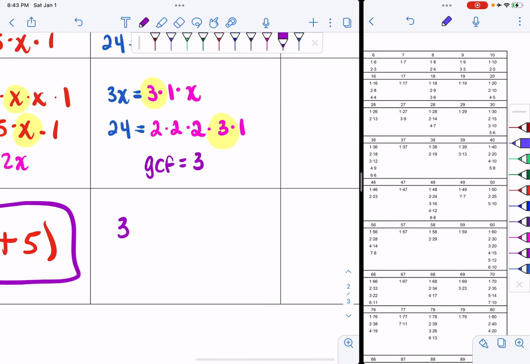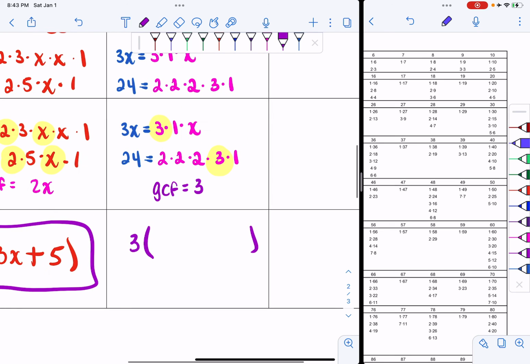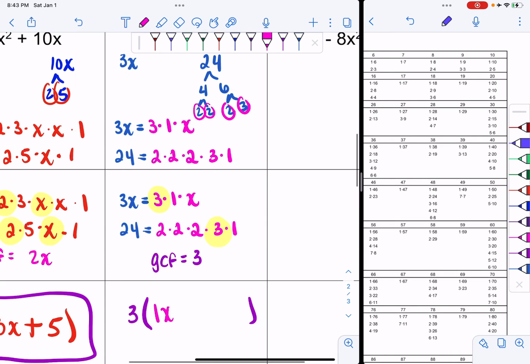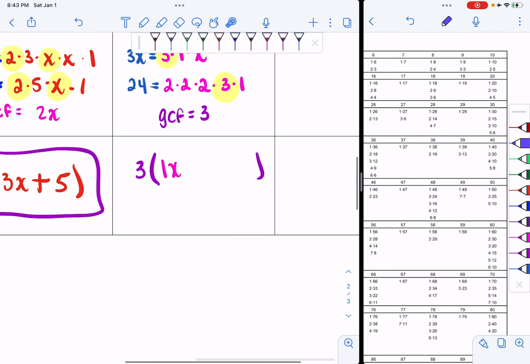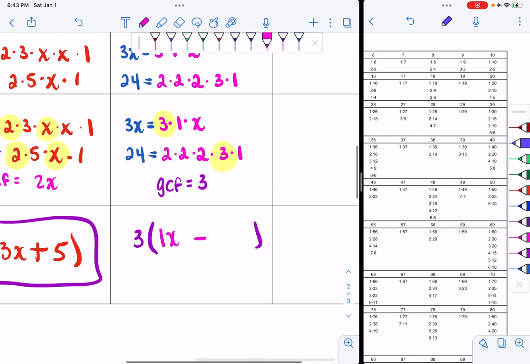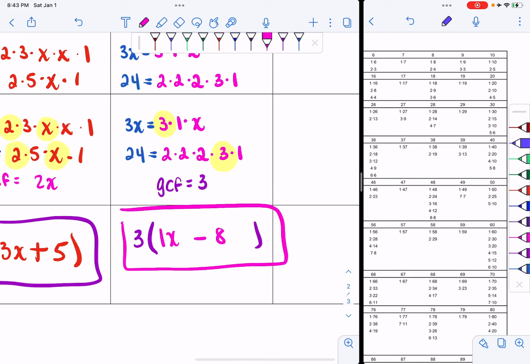So now I have 3 times, well, my leftover here is a 1 and an x. 1 times x is just 1x. I now have a minus, and then I do 2 times 2, which is 4, times 2 is 8, times 1 is 8. So I have 1x minus 8. And that is how I'd write this in factored form: 3 times (1x minus 8).